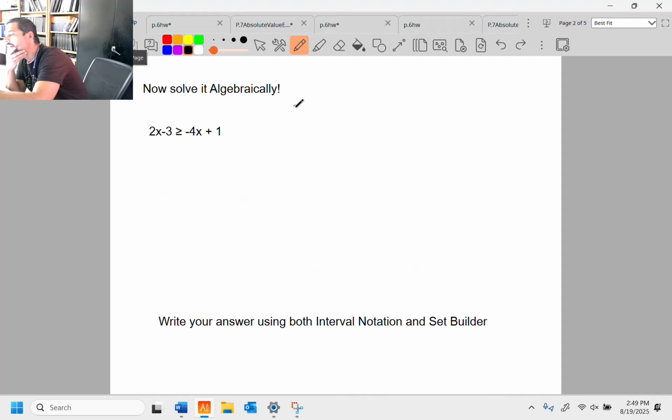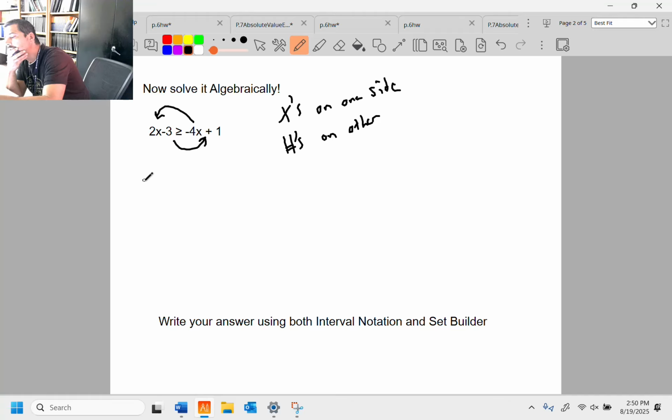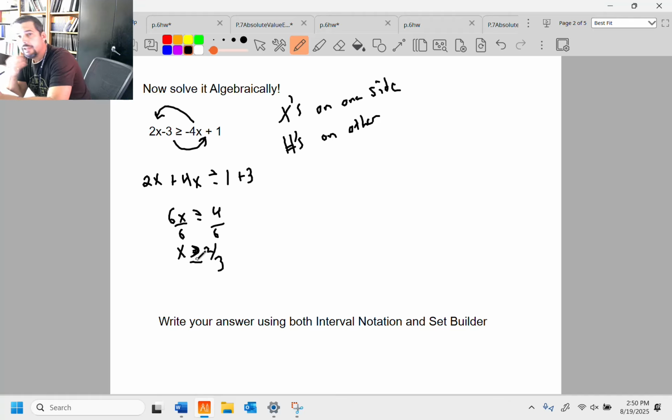It's as simple as your x's on the one side and your numbers on the other. So I'm going to move my x's left and my numbers right. So I've already got a 2x on the left. I'm shifting the 4x over. That makes it positive. Greater than or equal to sign. I've got a 1 on the right, and I'm shifting the 3 over, making it positive. If I add 2x and 4x together, I get 6x, and the 1 and 3 together makes 4. If I divide out the 6, I get 4/6, which reduces down to 2/3. And I forgot my inequality symbol. X is greater than or equal to 2/3.